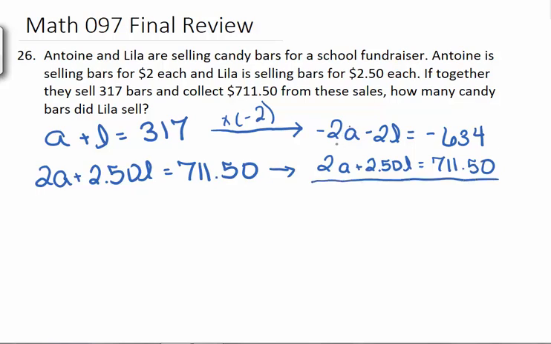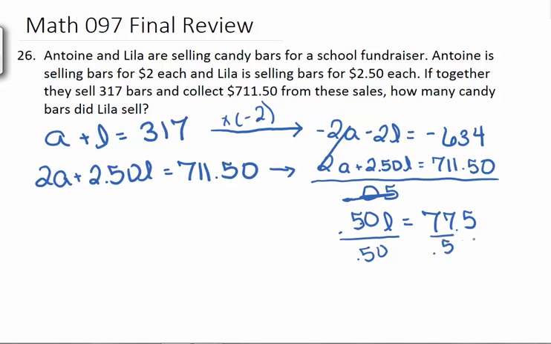So now my A's are going to cancel each other out. I get 0.5, messed that up, 0.50L is equal to 77.5. Dividing both sides by 0.50 gives us the amount of candy bars Lila sold, which is 155.